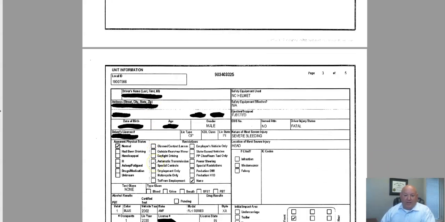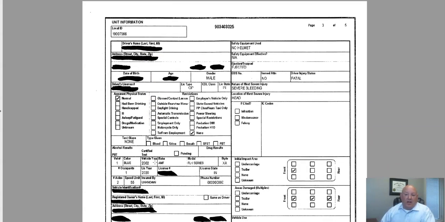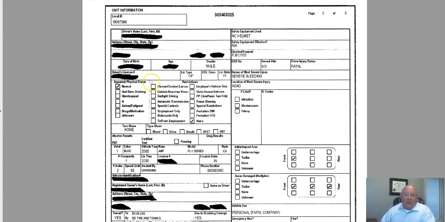On page 3, we have the information regarding the bikers and their motorcycles. And again, start up here at the top with the name, address, date of birth, and driver's license number of the first motorcyclist. This would be the motorcyclist who was following in this accident. He wasn't wearing a helmet. He was thrown from his motorcycle, and he sustained fatal injuries, and specifically severe bleeding from his head.